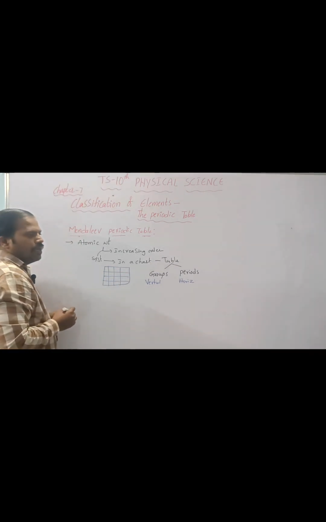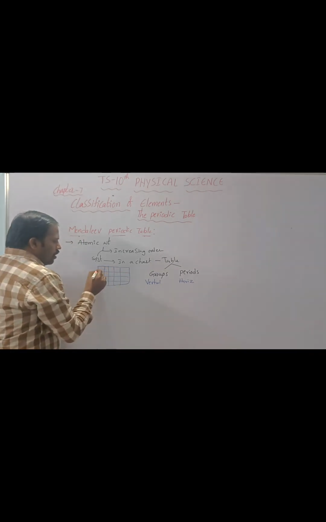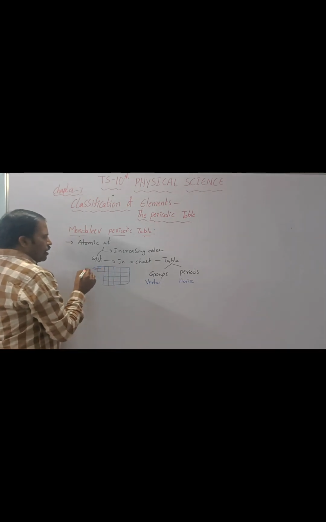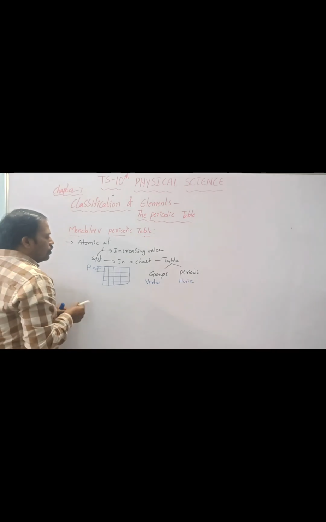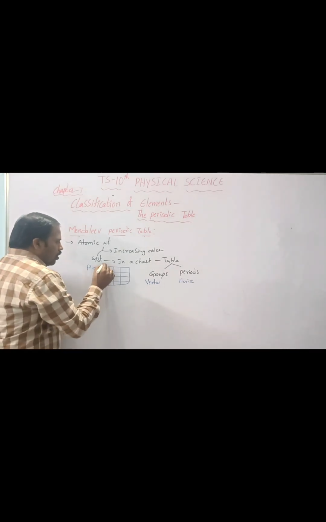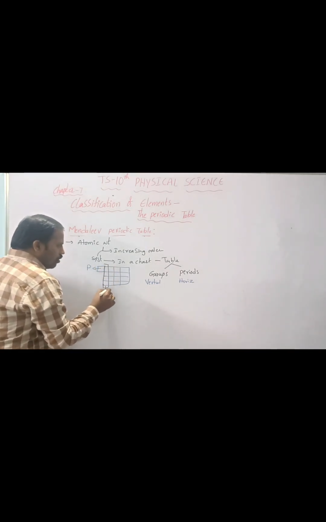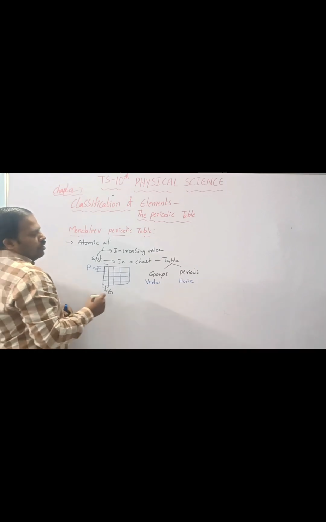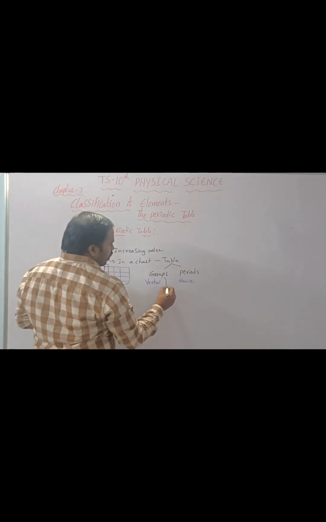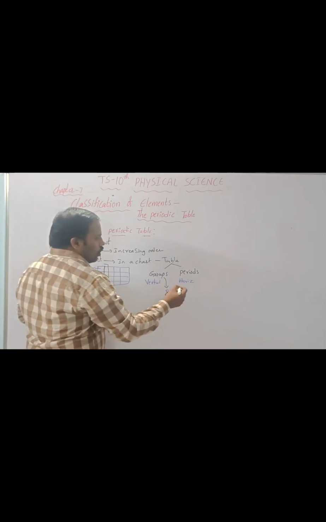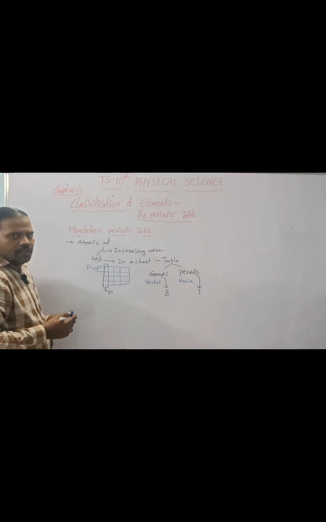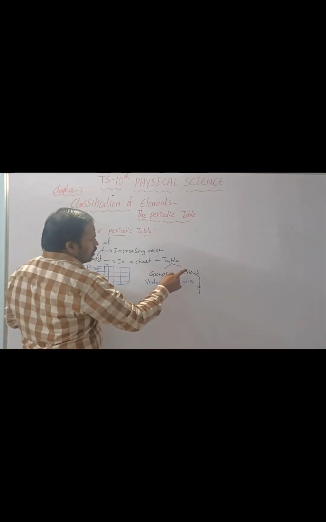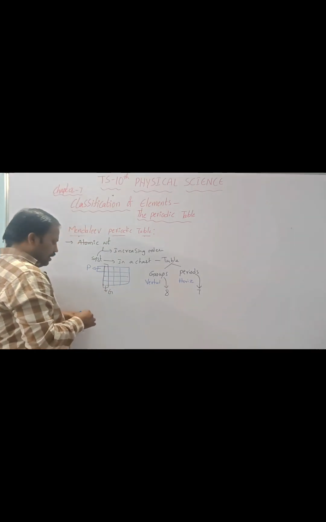The table is arranged like this. This is horizontal, so this is called a period. Vertical means top to bottom, so this top to bottom is called a group. In this periodic table, the total number of groups is 8 and the total number of periods is 7.